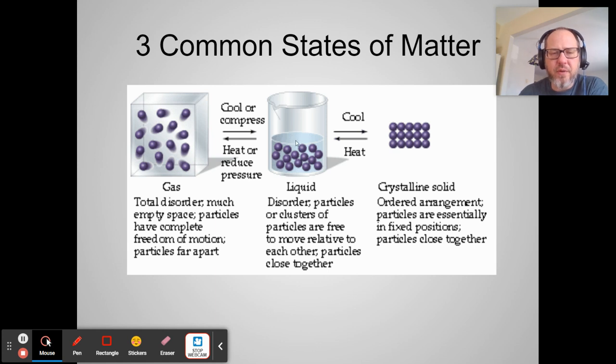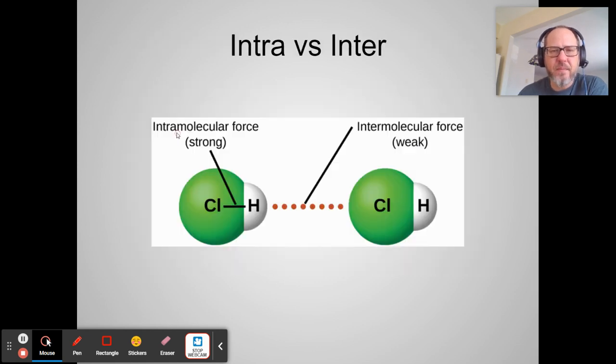Okay, and so liquids move around a little bit, and then you add more kinetic energy to them, and they're able to break free of those intermolecular forces and get into the gas phase where they are freely moving. The particles are bouncing off the walls of the container, and they are in free motion.